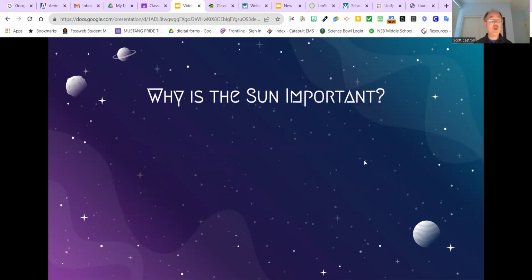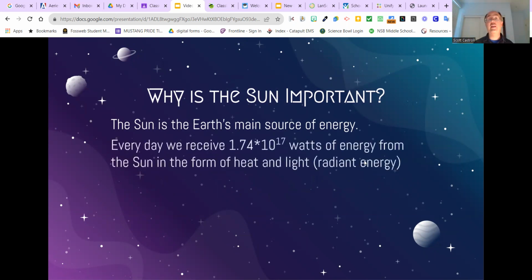Why is the Sun important? It's important because it is Earth's main source of energy. The Earth doesn't get all the energy the Sun releases at any given time because the Sun is releasing it in all directions and the Earth is at only one point in the sky. Still, every day we receive 1.74 times 10 to the 17th watts of energy from the Sun in the form of light or radiant energy, and then the atmosphere converts that into heat.